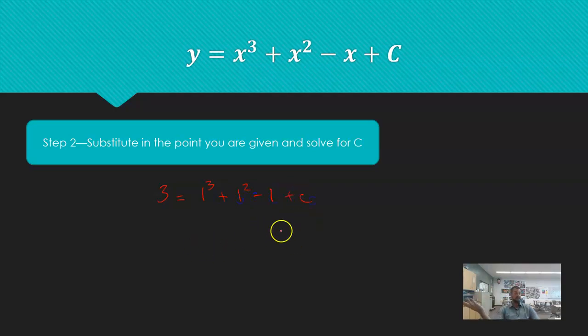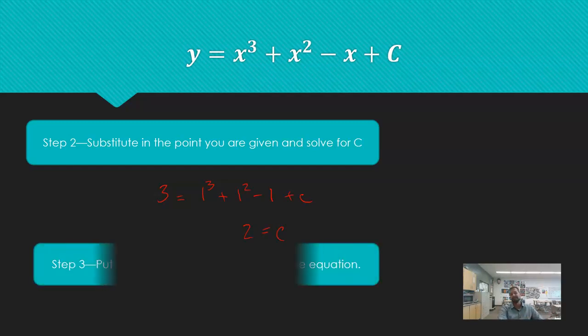And notice when I put in 1 for x and 3 for y, the only thing I have left is c. So 1 plus 1 is 2, minus 1 is 1. So I would minus that 1 over, and I would have that c is equal to 2 in this case. And again, I just found that by substituting in x and y and then solving for c.